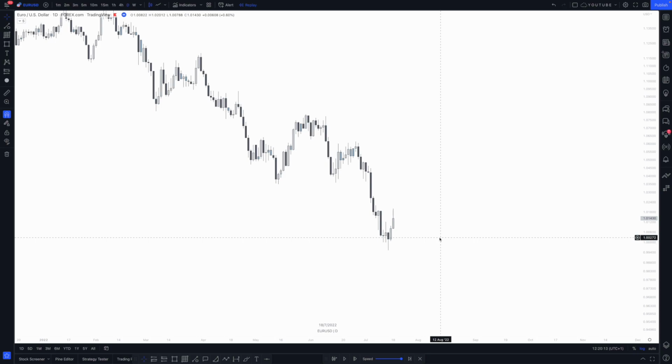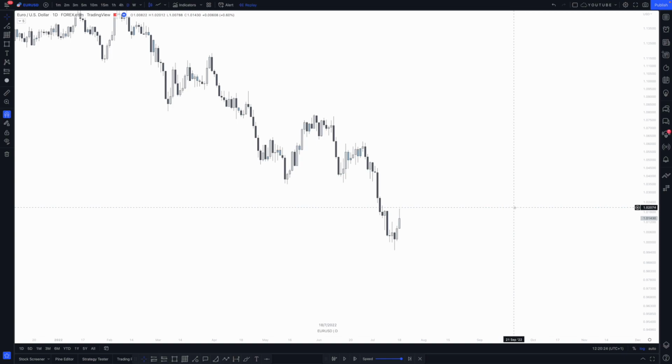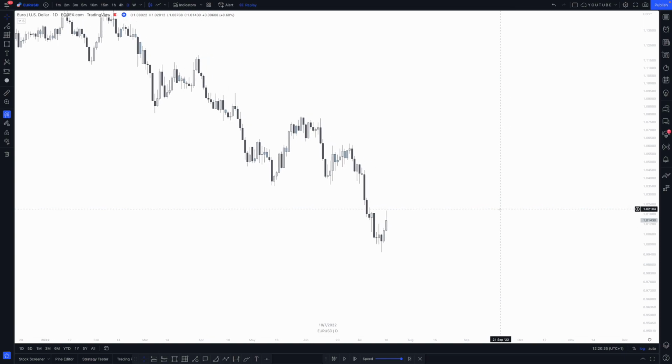So what I'm going to do is cover a trade that I took on EUR USD yesterday afternoon in the New York session, and without further ado, let's just jump right into it. So obviously on the daily, and especially if you've been trading EUR USD, you will know that EUR USD has been melting quite heavily.